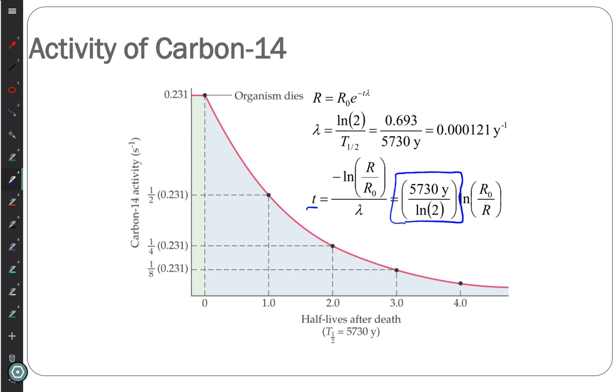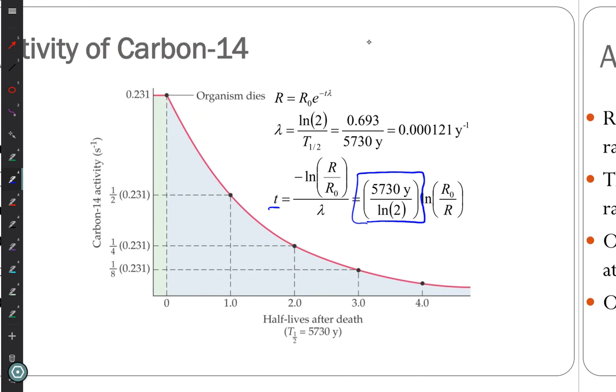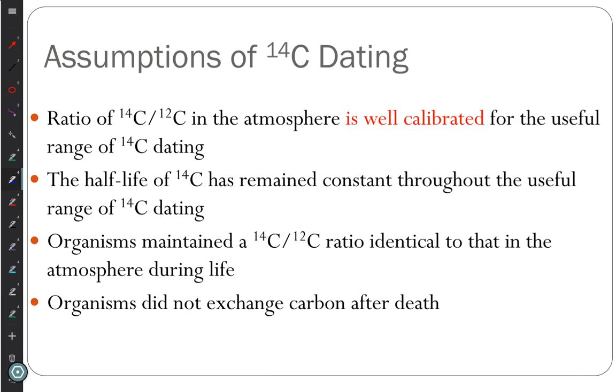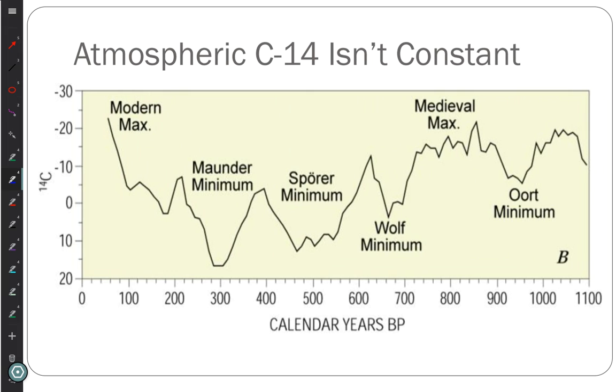There's a really obvious one. We don't always know how much carbon-14 has been around. Yeah. In fact, we know it's not constant. How do we know it's not constant? Let's just go to that.